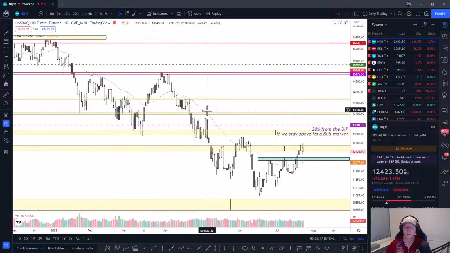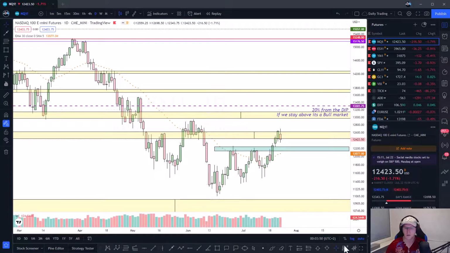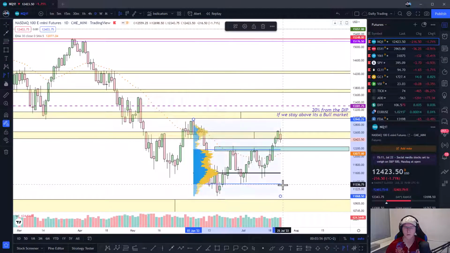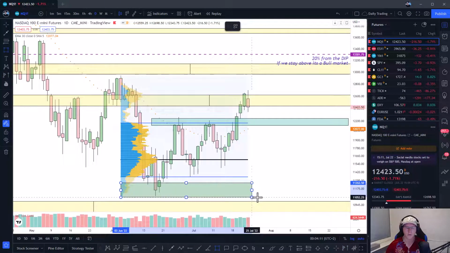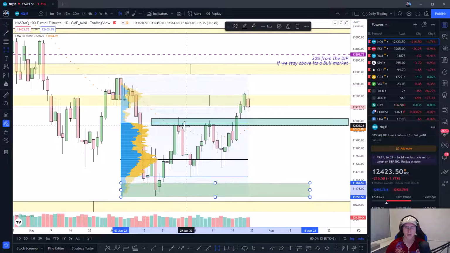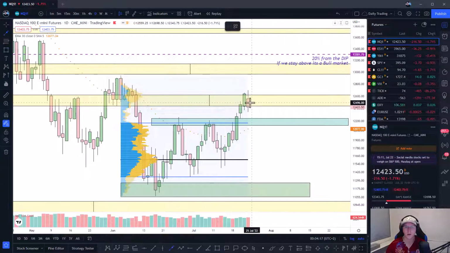So let's take a look at what we got here. Let's do a volume profile from this swing high all the way out to today's date. As we can see, we have a volume profile that shows us the value area high and the value area low, where we bounced off at these areas. And I think we're now going to test this area down here again.